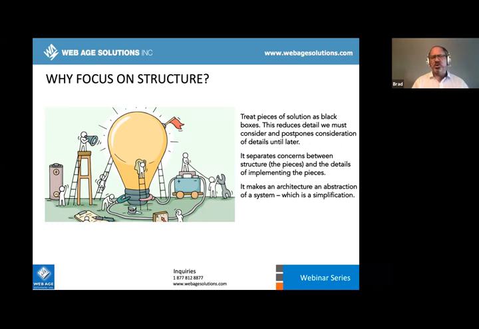Now, of course, there's more to it than this, and in the longer course, we'll talk about this in more detail. But the idea that focusing on structure lets us control the level of detail, lets us think at an appropriate level of abstraction, is an important concept in architecture.